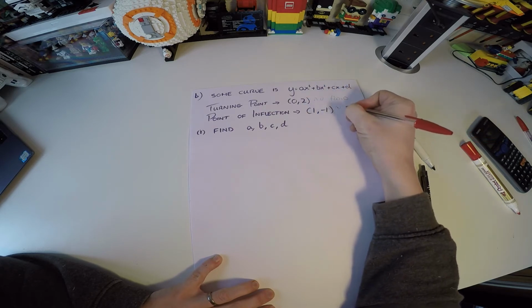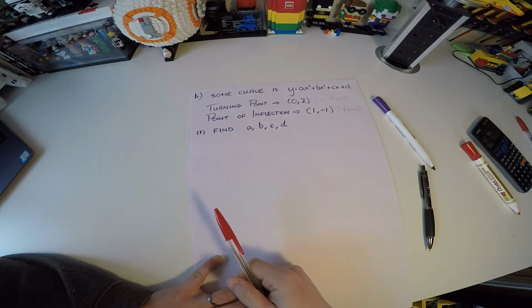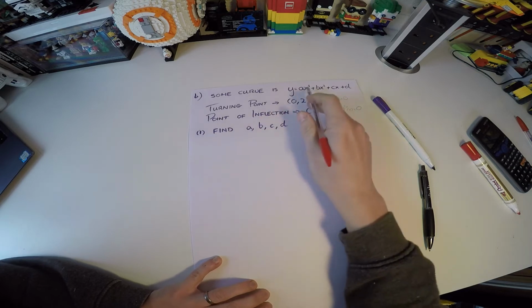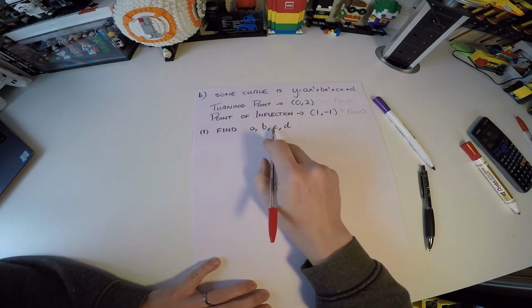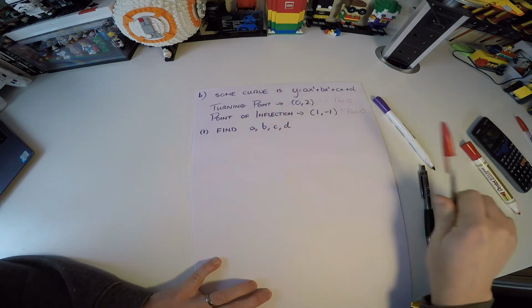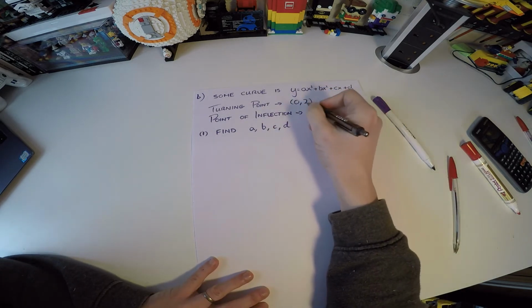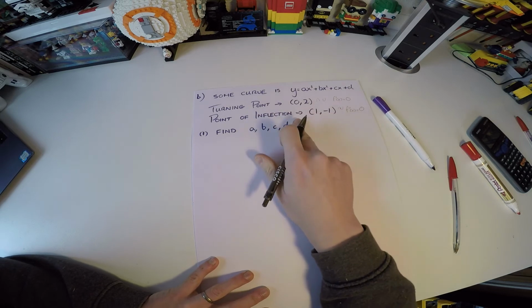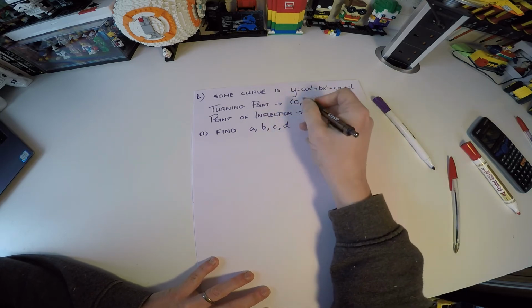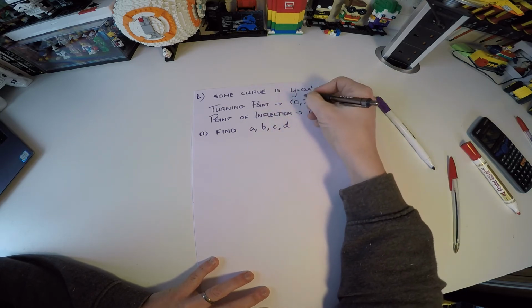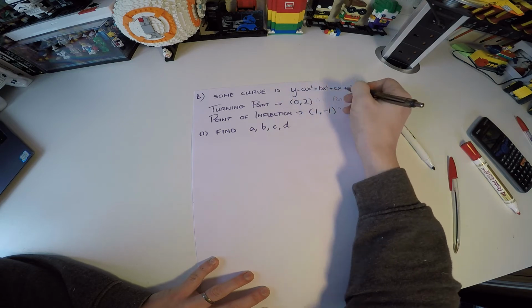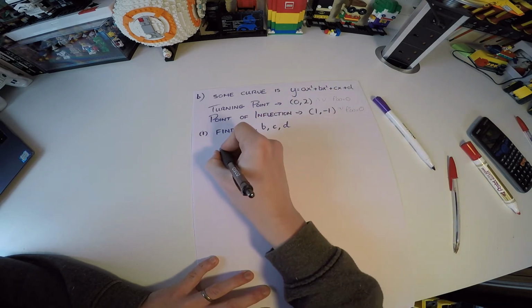So a point of inflection is actually where the second derivative is equal to 0. Okay, so we need to find these coefficients, a, b, c, and d, the constant at the end, based on this information. The first thing we can do is notice these are points on the curve, regardless of whether they're turning points or points of inflection. This is a point on the curve. That means we put in 0 for x, we should get back a 2 for y. So let's do that first and see what happens.